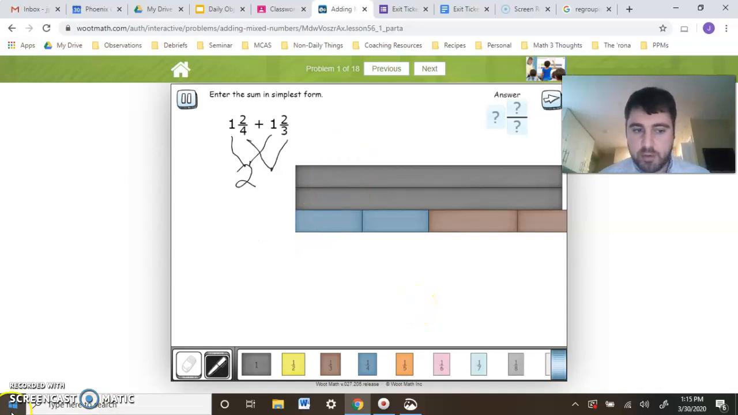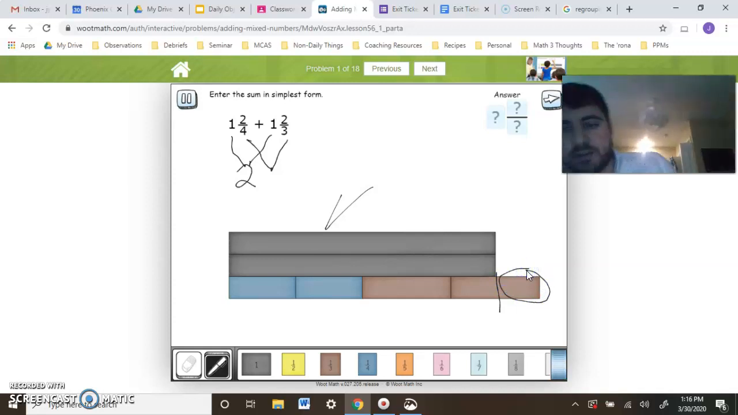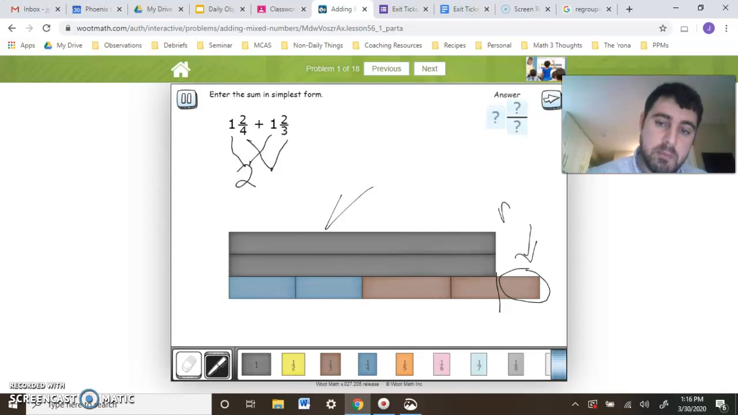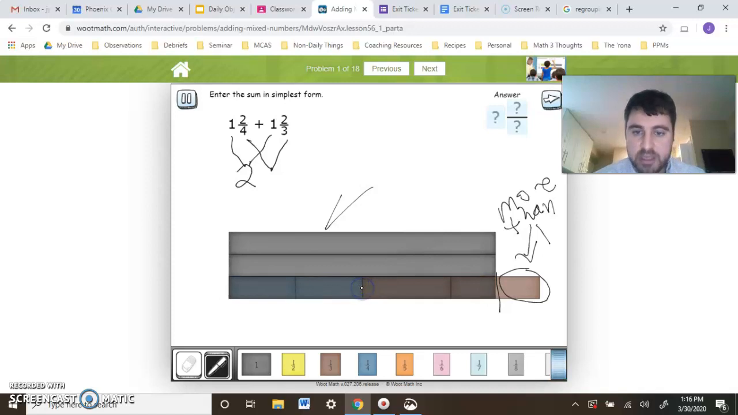And just in case you can't see it, hold on a second. I'm going to switch this around in a moment. What happened here? That's right. When I added the 2/4 and the 2/3, I actually got more than 1. So this is where 1 should end. And we have this whole section, which is more than 1.